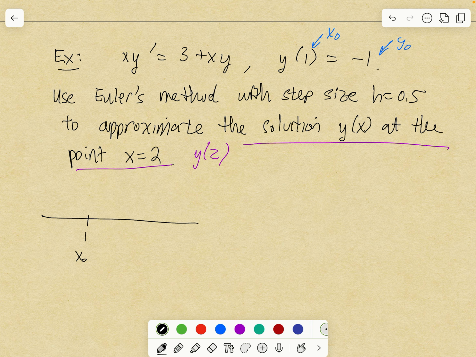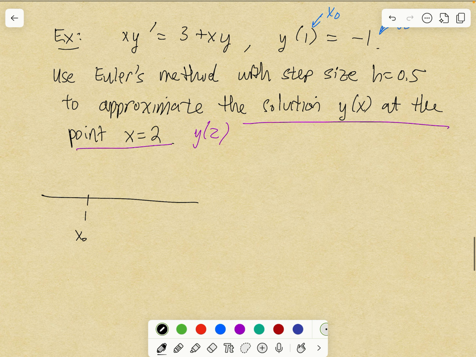We're told that we have to use the step size h equals 0.5. So each step you're taking, you're going to the right by 0.5. And where do you want to end up in terms of the x value? You're trying to approximate the solution at the point x equals 2. So here's x equals 2. Now if your h is 0.5, you're going to the right 0.5 each step.